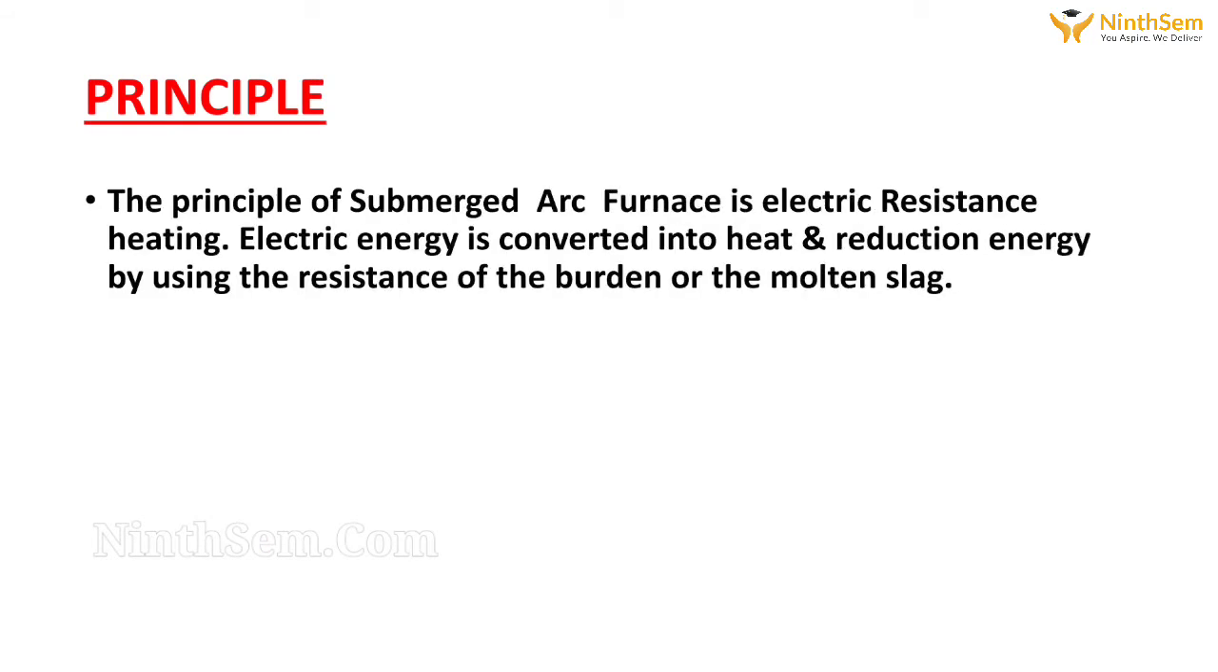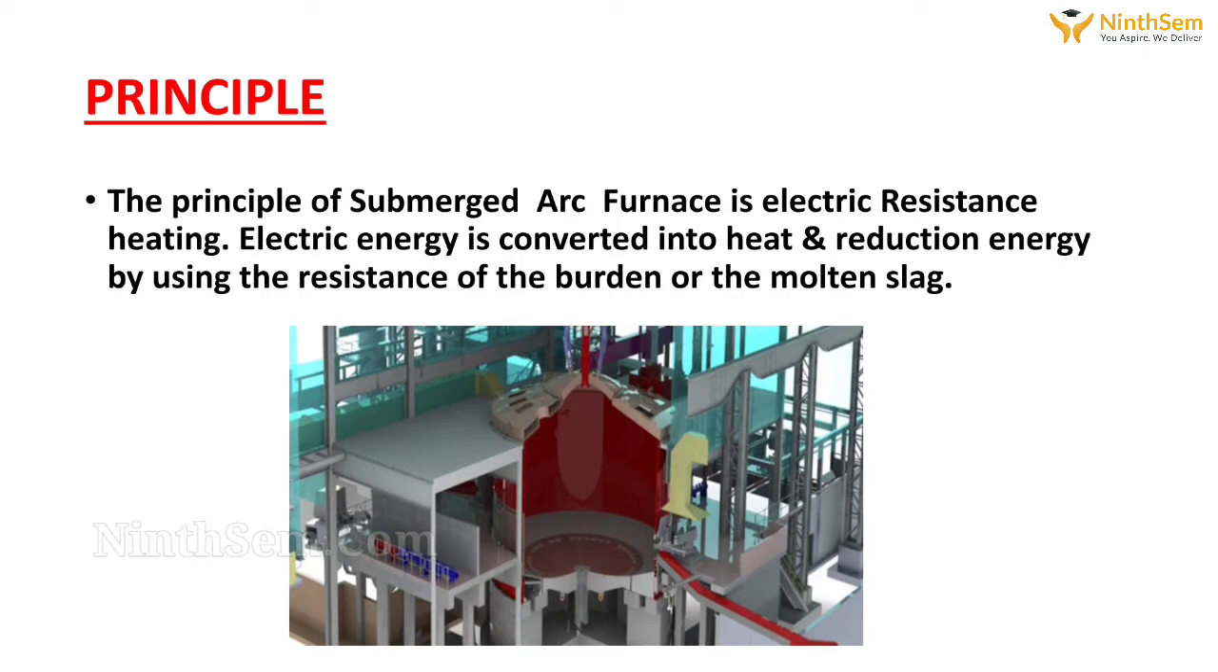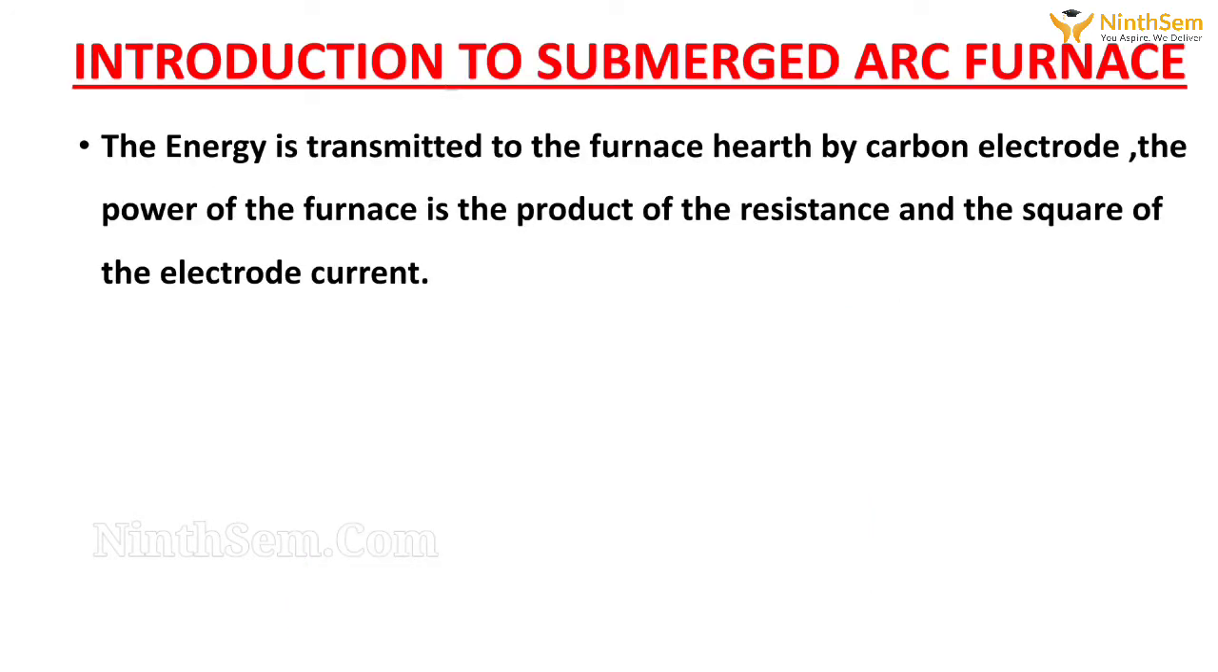Now the principle of submerged arc furnace is electric resistance heating. Electric energy is converted into heat and reduction energy by using the resistance of the burden or the molten slag. Here the energy is transmitted to the furnace hearth by carbon electrode. The power of the furnace is the product of the resistance and the square of the electrode current.